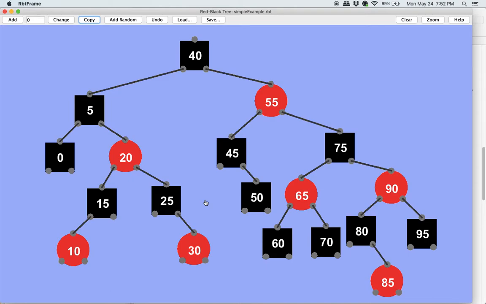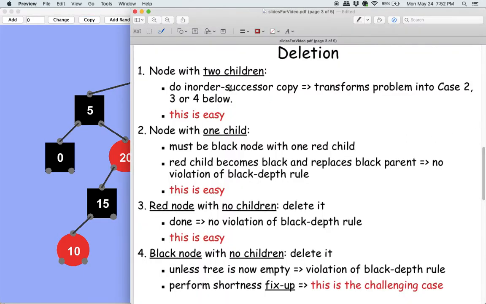Okay. Now, if this is a red-black tree, this causes a problem because it isn't black balanced anymore. But we'll deal with that later. We're just talking right now about how to find the in-order successor and what to do with that. Okay. So that's two children.